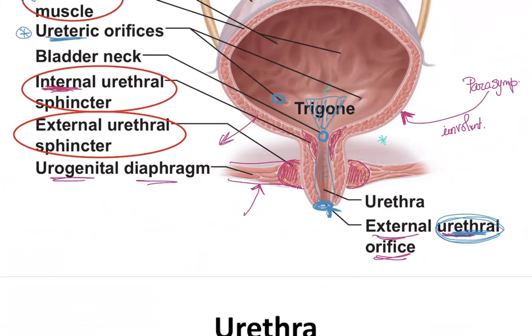The most common wrong answer I usually see is when you identify the external urethral sphincter, you state urogenital diaphragm. Urogenital diaphragm is the whole pelvic floor, the whole thing. It has many other muscles other than this specific one. So yes, the external urethral sphincter is part of the urogenital diaphragm, but if I'm marking this specific one, you need to be as specific as possible. So this is going to be the external urethral sphincter.